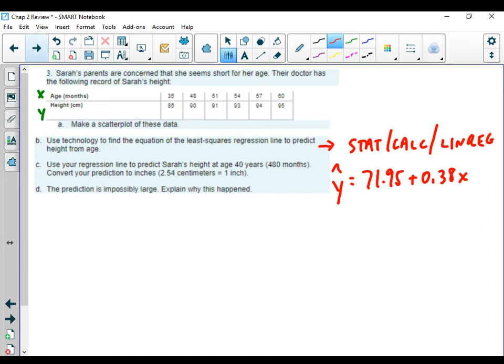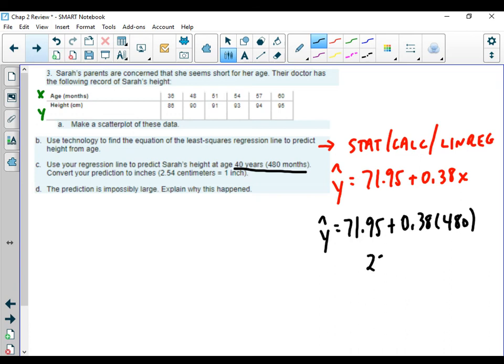Then they wanted us to use that to make a prediction for someone who is 40 years old, or in other words, 480 months. And then we want to convert our prediction to inches, which right now is in centimeters. So first of all, let's just plug in the 480. So we have y hat is equal to this. And if I plug in 480, that'll give me my prediction. My prediction is 254.35, and right now it's in centimeters.